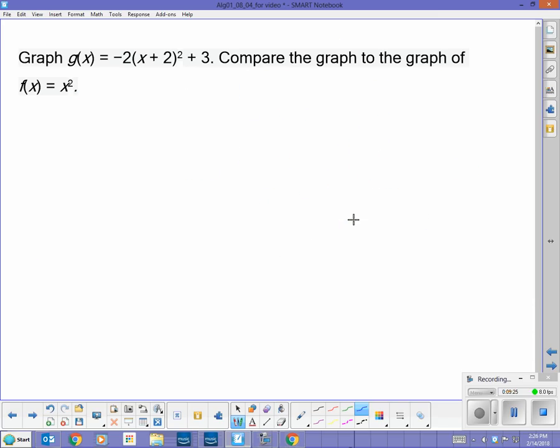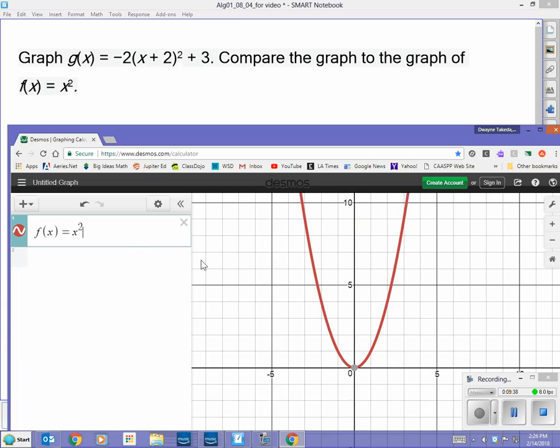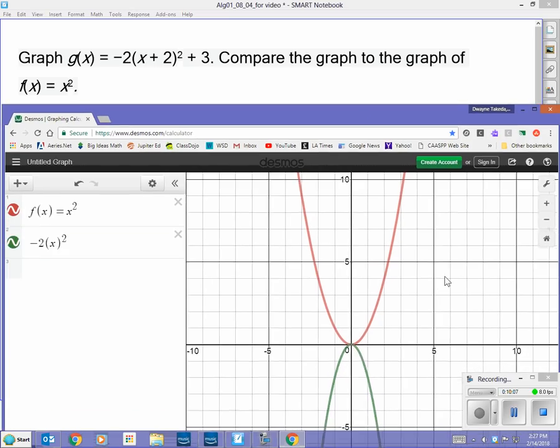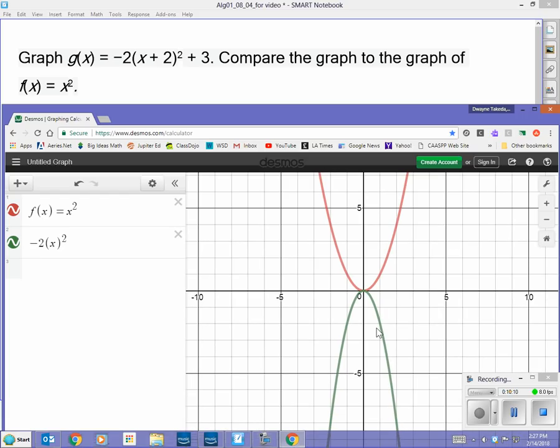Okay, so let's take a look here, and it says graph g of x equals -2 times (x plus 2) squared plus 3. Compare the graph to the graph of x squared. Okay, so there's my x squared. So what are we expecting to see here? We should be expecting to see this inverted over the x-axis and a vertical stretch of 2. Now, so that's going to be pretty straightforward. Let me put that in first. Okay, so you can see right here it's been vertically stretched and then reflected over the x-axis.